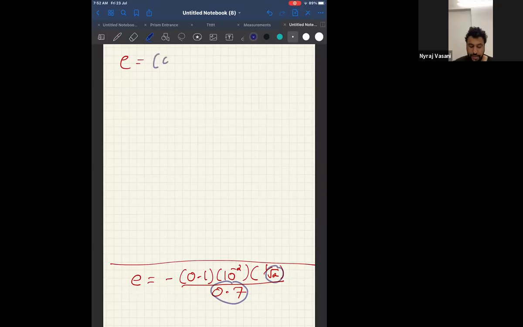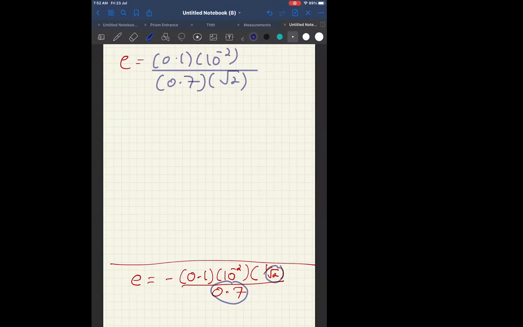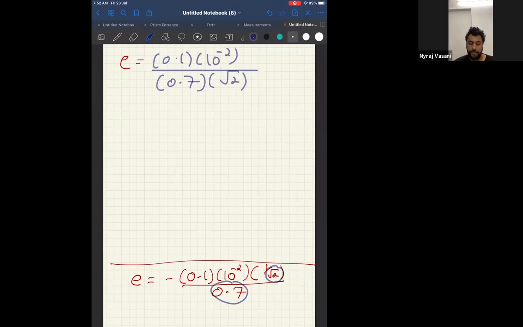So I'll write something on the screen. Tell me if you are agreeing with that. It is 0.1 into 10 power minus 2 upon 0.7 into root 2. Tell me if this is right. Yes, sir. Correct. Now tell me, what do you think is the approximate answer for this? So I have a question. Why did you put root 2 down? Because cos 45 is 1 by root 2. I put cos theta as 1 by root 2, so root 2 came. Okay.